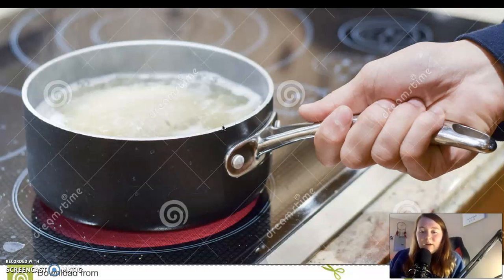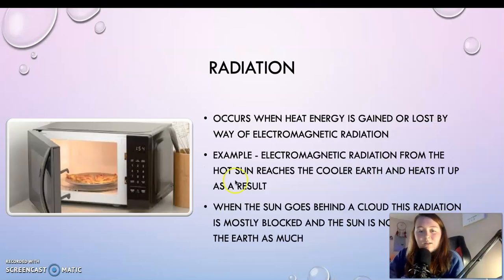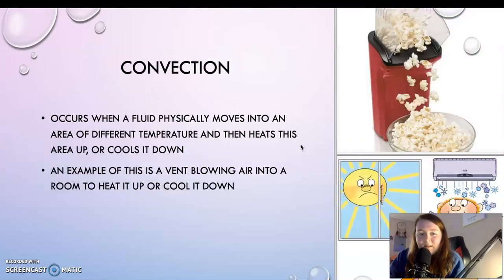So, one of the examples is already on the PowerPoint. I want you to think about that. Which example would be this burner? If you're thinking radiation, you are right, because the electromagnetic radiation is put off by that burner, and it's heating up that pot.